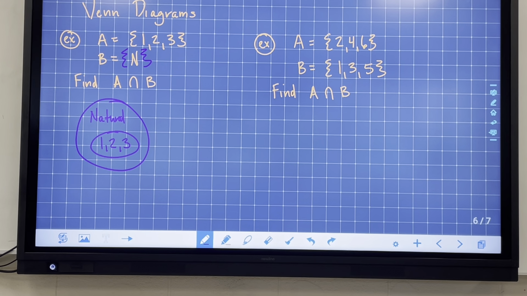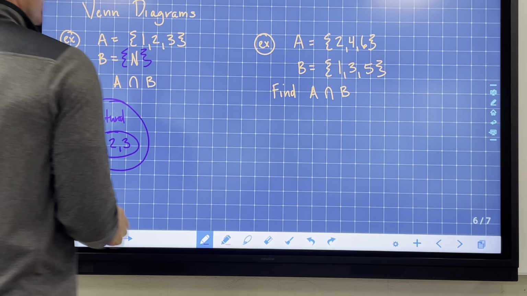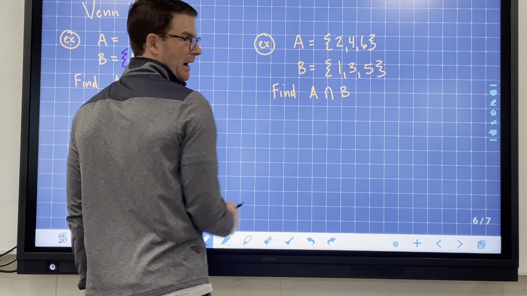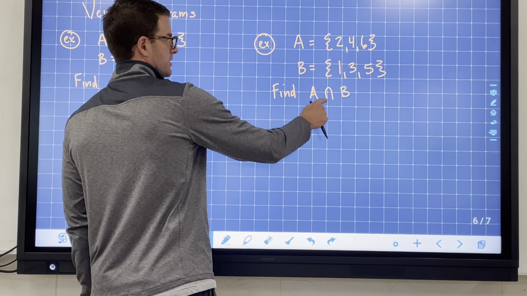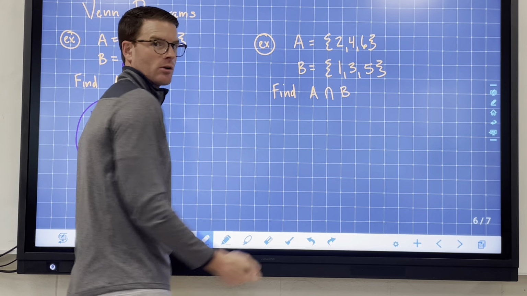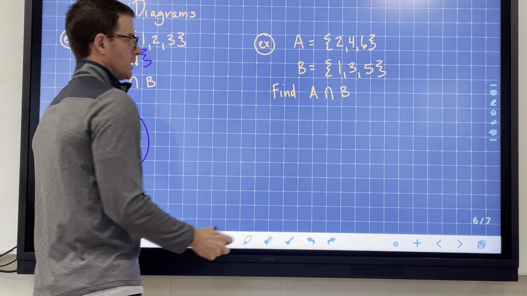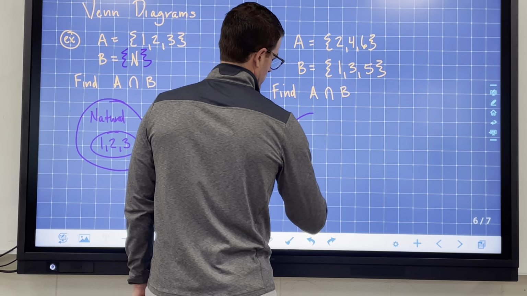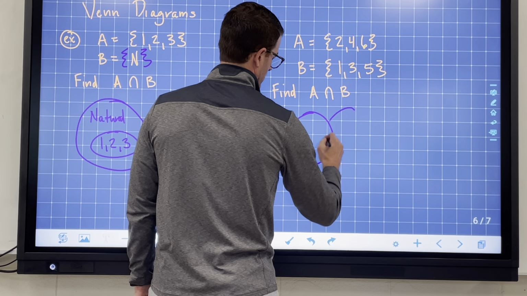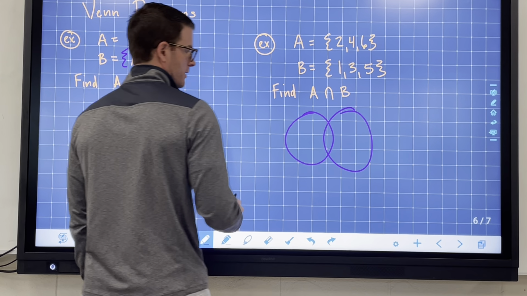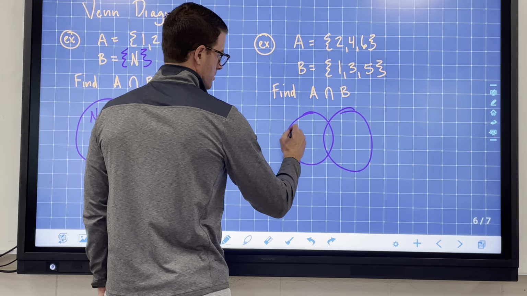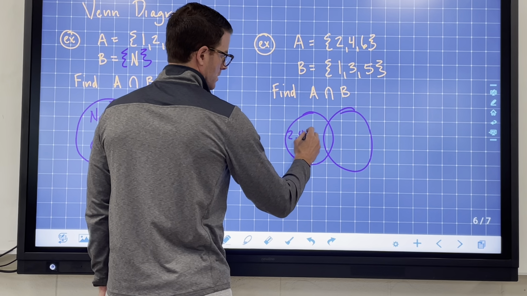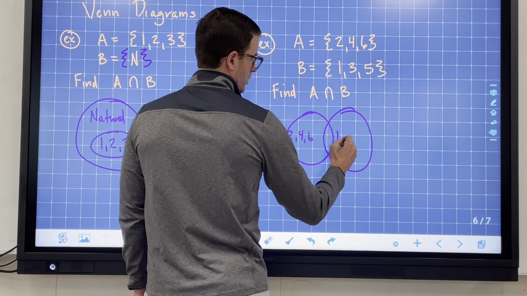The second one, again, trying to find the intersection of A and B. I have 2, 4, and 6 and 1, 3, and 5. Those are my elements. I'm trying to find the intersection where these two sets overlap. So here's my Venn diagram essentially. This is A, this is 2, 4, and 6. And this is B, this is 1, 3, and 5.